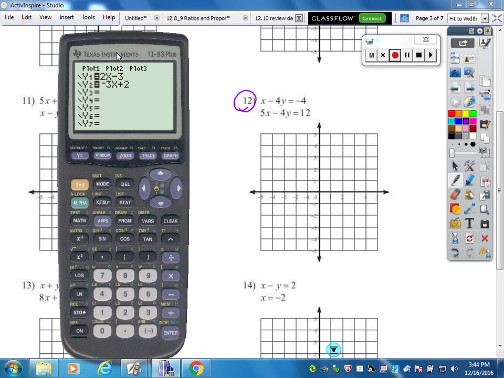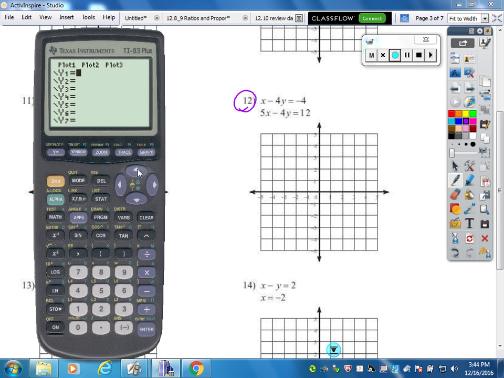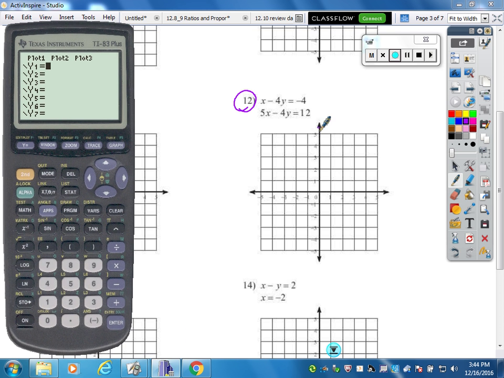Now, just to leave our calculator ready to go, if you hit your clear key right here, it's going to clear out all of those graphs so that you're ready to go and use it later, okay? So put your calculator to the side. Let's do a little bit of work.